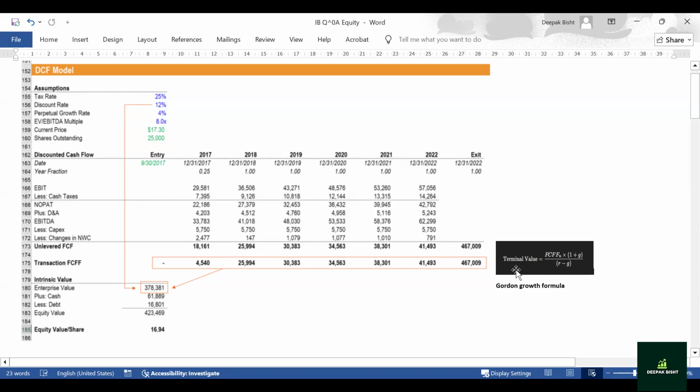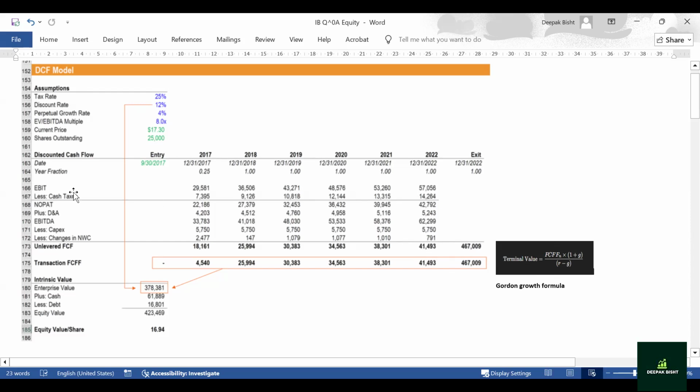And the formula for terminal value is the Gordon growth formula, which is free cash flow at time n, multiplied by one plus the growth rate, divided by the discount rate minus the growth rate. So this is the Gordon growth formula, which is also the terminal value formula. For terminal value, the reference free cash flow is the nth free cash flow, the last free cash flow. Using this, we have calculated the terminal value of the free cash flow.